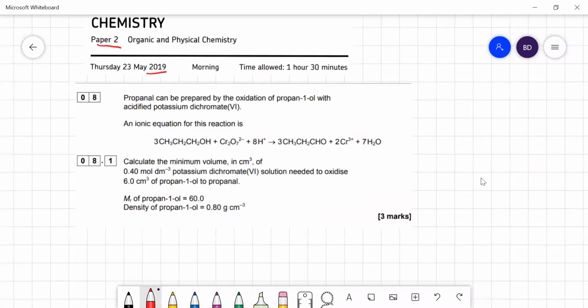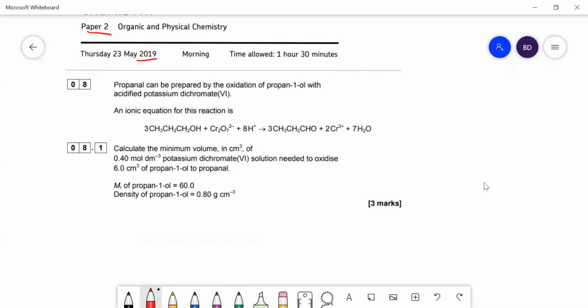Okay, this is a type calculation. Propanol can be prepared by the oxidation of propanol with acidified potassium dichromate, and they give the equation there for the reaction. There's the acid you need to make it work. Dichromate is, of course, reduced to that green chromium ion there. Calculate the minimum volume in centimeters cubed of 0.4 mole per decimeter cubed potassium dichromate needed to oxidize 6 centimeters cubed of propanol to propanol.